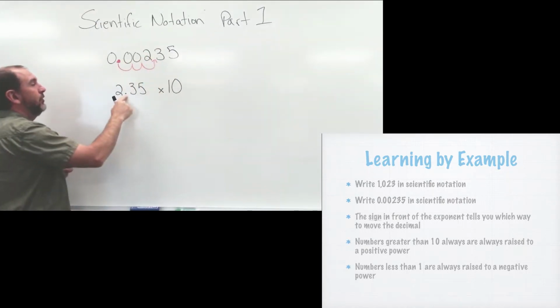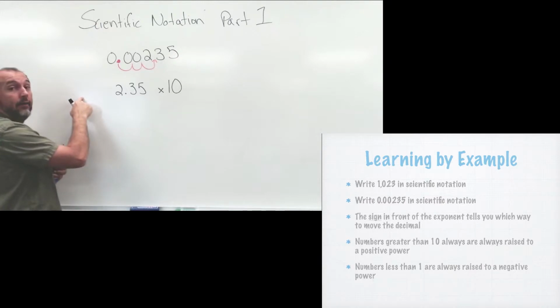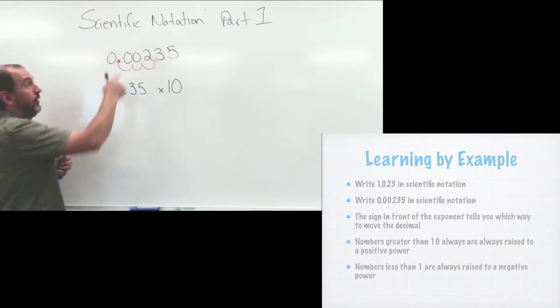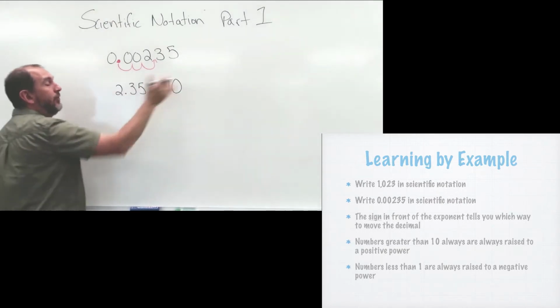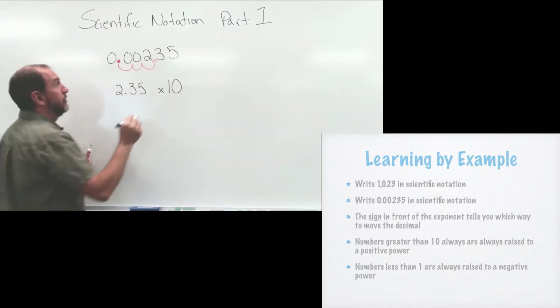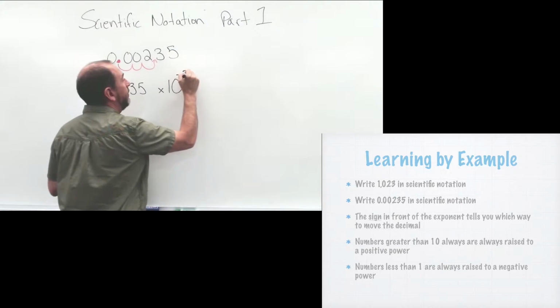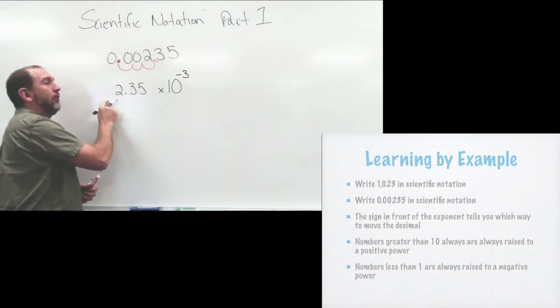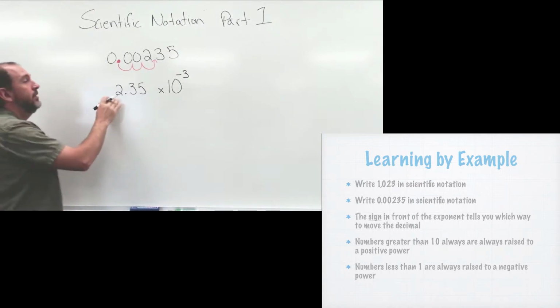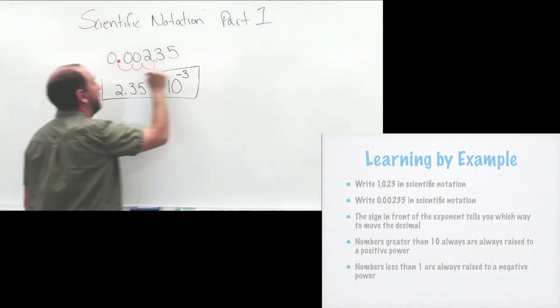So in this case, I'm going to want to move the decimal to the left to get it into the number form. If I want to move the decimal to the left, this power has to be negative. So this is going to be to the negative 3rd. So when this number is a negative, again, we always move that to the left. So this would be this number in scientific notation.